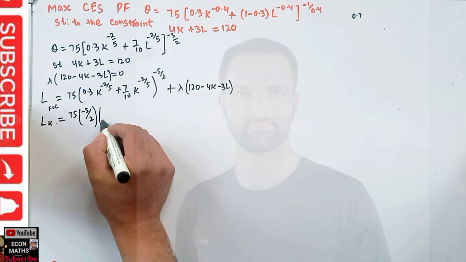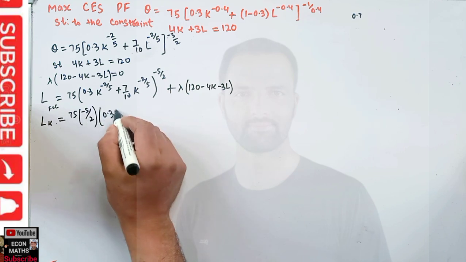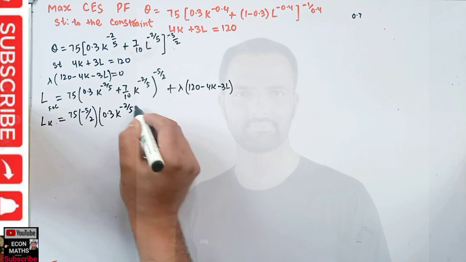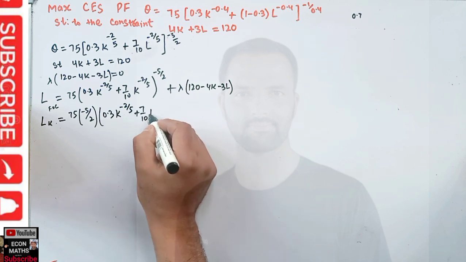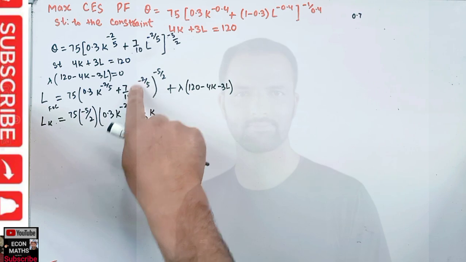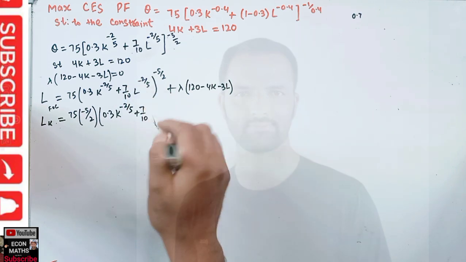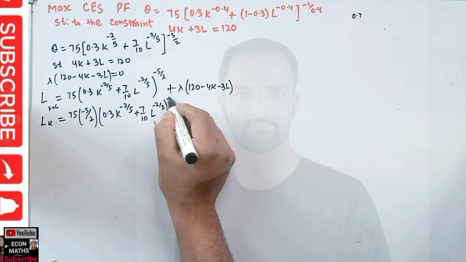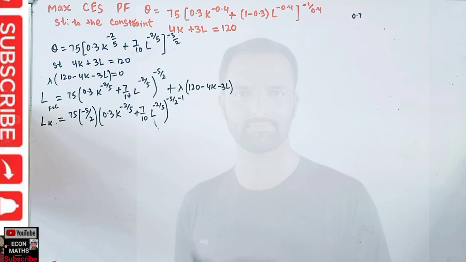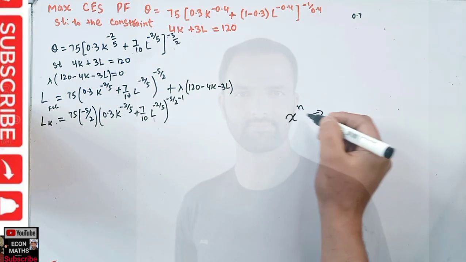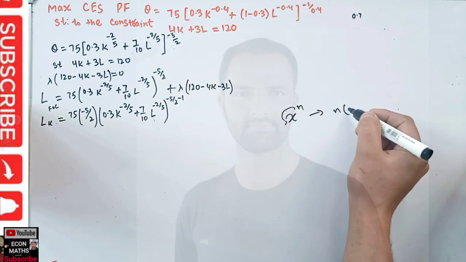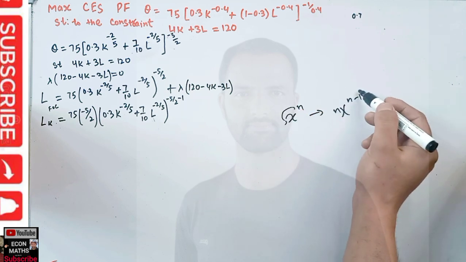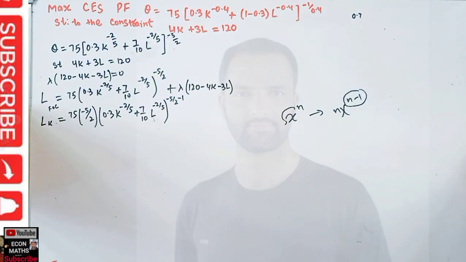Then we have here 0.3 k to the power minus 2 upon 5 plus 7 upon 10 L to the power minus 2 upon 5. Then we have minus 5 upon 2. To this we subtract 1. This is simply by the power function rule. If we have x to the power n, its derivative, simply this n becomes coefficient and the exponent is subtracted by 1. I have shown it in so many videos.